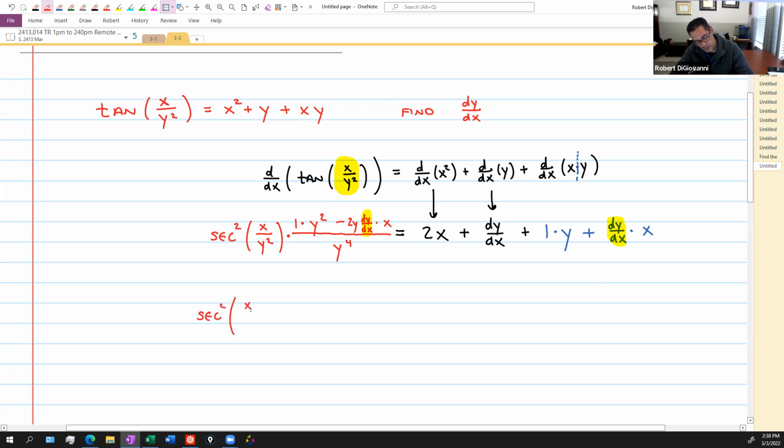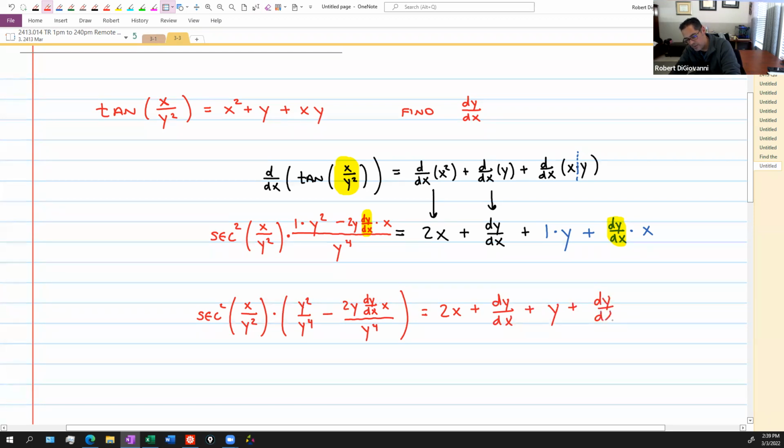The first thing I'm going to do is take this big fraction right here and split it into two fractions. So I'm going to put the y squared over y to the fourth, that's this 1 times y squared over y to the fourth. And then I'm going to subtract from that the 2y dy/dx times x all over y to the fourth. And then it equals the other side, 2x plus dy/dx plus y plus dy/dx times x. Sorry, I forgot to highlight there's another dy/dx here. We're trying to solve for dy/dx.